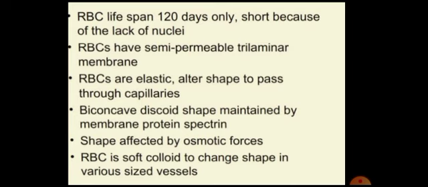RBCs are elastic and alter shape to pass through capillaries. The property of elasticity in RBCs helps them to pass through capillaries and exchange gas. The biconcave discoid shape is maintained by the membrane protein spectrin, which is present on the membrane of RBCs. Shape is affected by osmotic force, which means osmotic force can affect or burst RBCs. RBCs are able to change shape in various sizes of vessels.